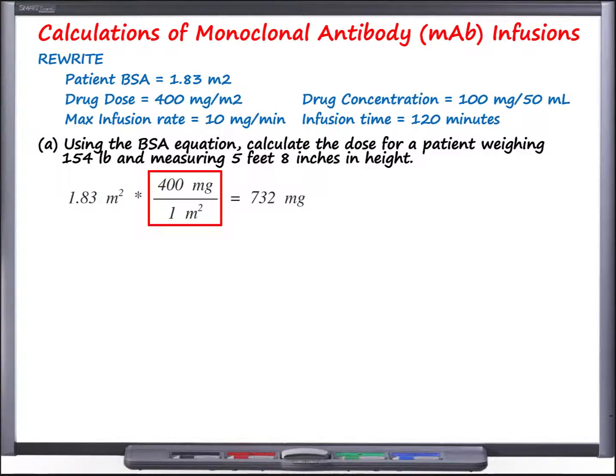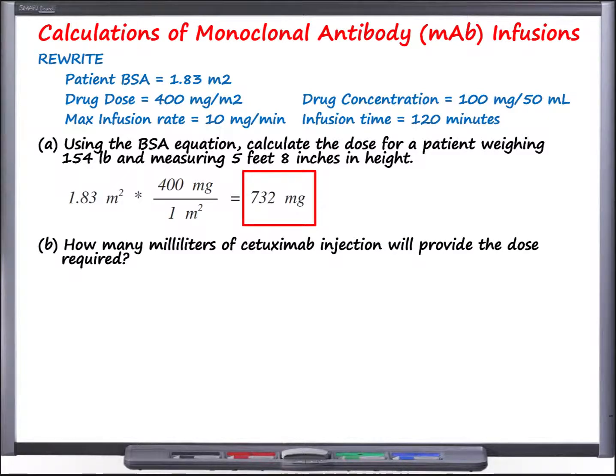Meters squared will cancel, and we'll have final units of milligrams. So 1.83 times 400 should give us a value of 732 milligrams. So that's the dose of cetuximab we need to give to our patient. The second question says, okay, well, given the vial that you're going to use, the concentration, how many milliliters will provide the dose that you want?